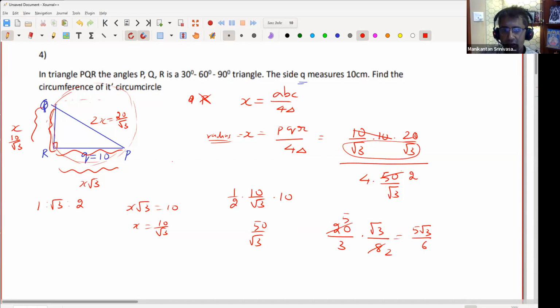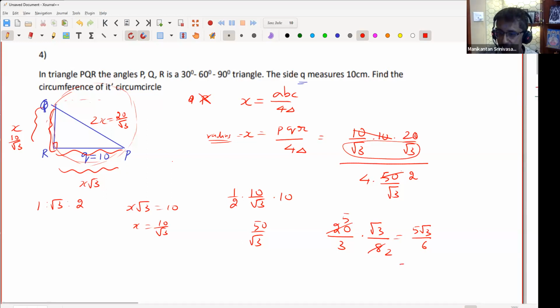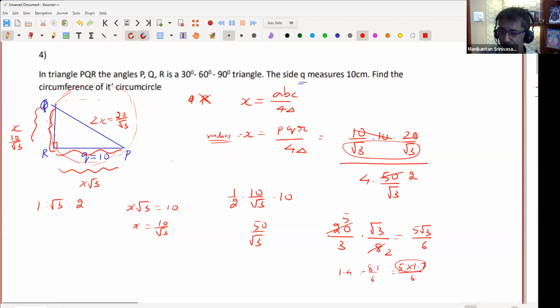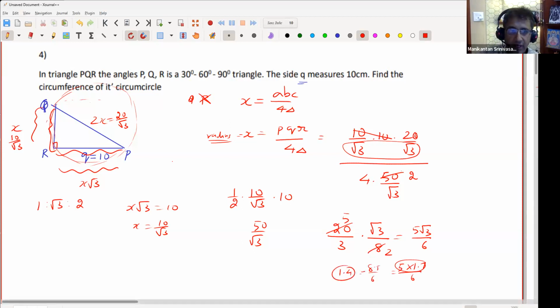Okay. Now I'm suspecting I did something wrong. How am I suspecting? This is 5 times 1.7 by 6. 5 times 1.7 is about 8.5. 8.5 upon 6 is approximately 1.4, right? The radius of this circumcircle definitely looks a lot bigger than 1.4, correct? So I've genuinely made some mistake. Now let's spot what the mistake is.